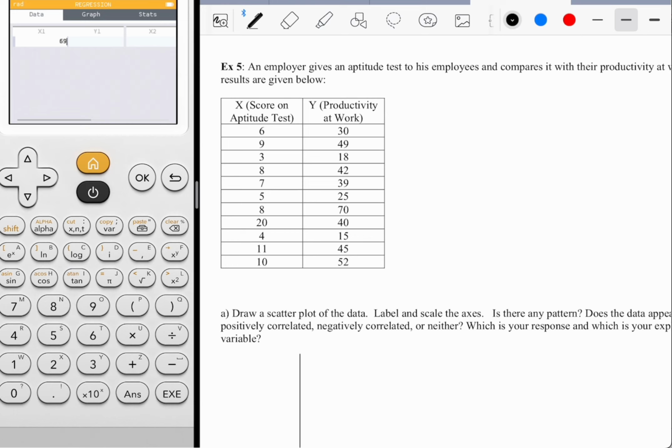So 6, oops, 6. You see, I almost did the same thing. Didn't hit enter. 6, 9, 3, 8, 7, 5, and so on.